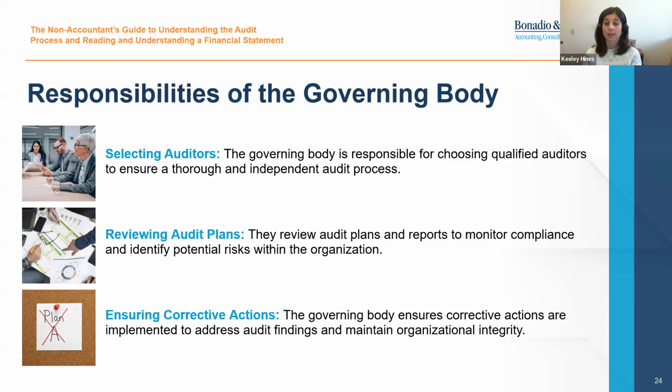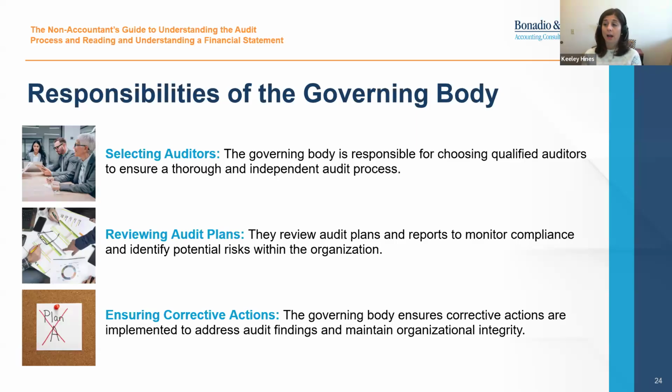So one is really the governing body does have responsibility for being involved in assisting in the choosing of qualified auditors, and really kind of ensuring that, hey, is this thorough independent audit process taking place? So folks sometimes forget that, because what happens is in the execution of the audit, we have to work so closely with management because they're the ones with the information, right? They're the ones processing the transactions. They're the ones that are going to provide us the evidence that we want.